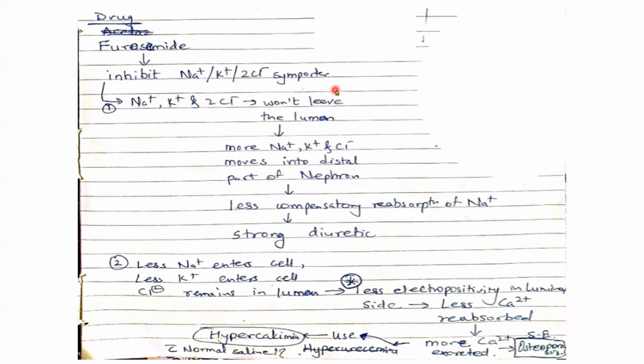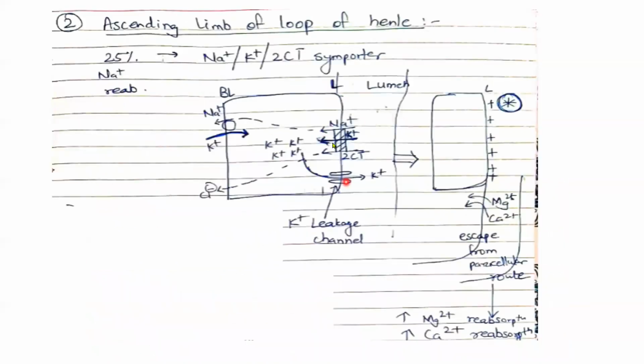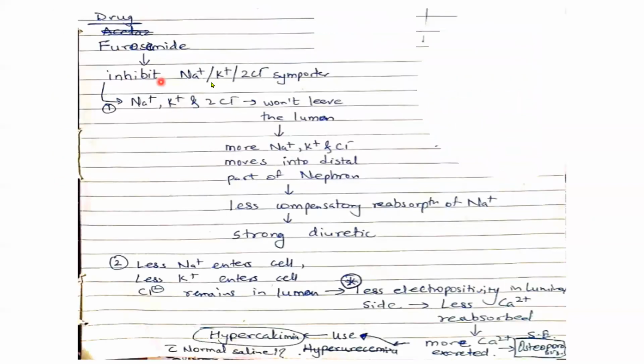My dear students, what will happen? The very first consequence that should come to your mind: it is inhibiting this, right? So nothing will leave the lumen. What won't leave? Sodium, potassium and chloride. They will remain confined in the lumen, trapped inside the lumen. So inhibition of the sodium potassium 2 chloride symporter will not allow sodium, potassium and 2 chloride ions to leave the lumen.